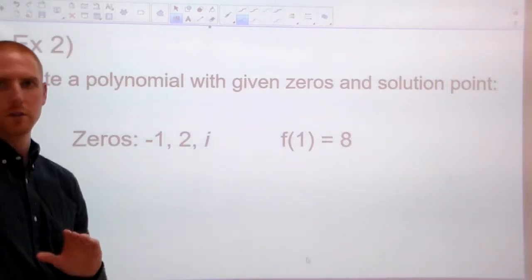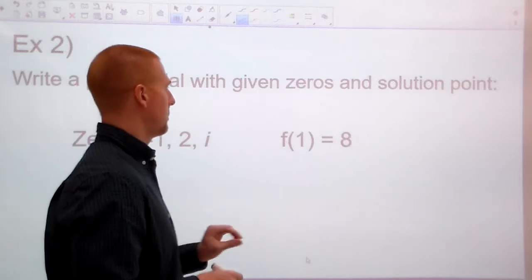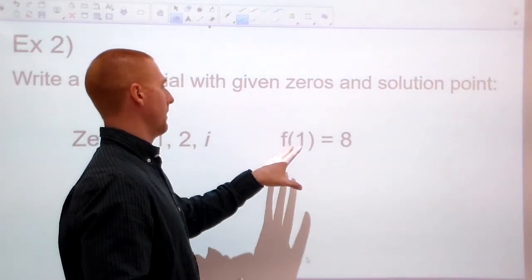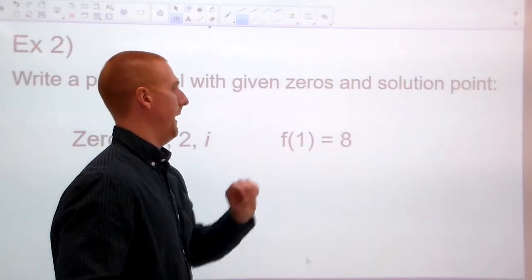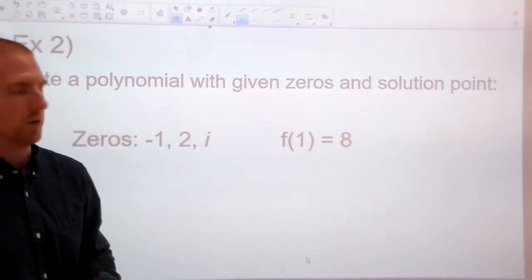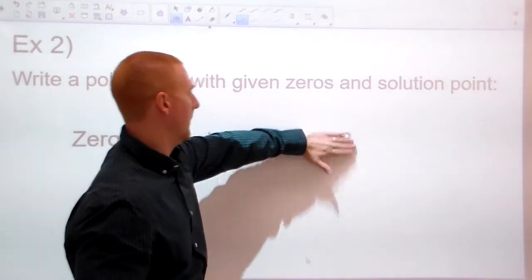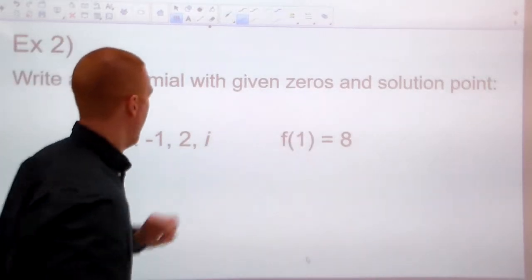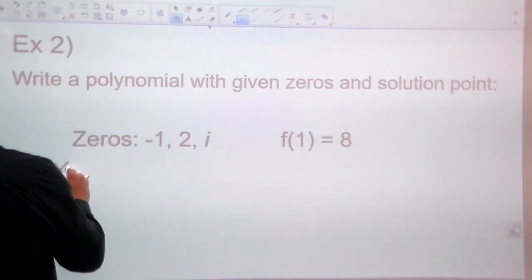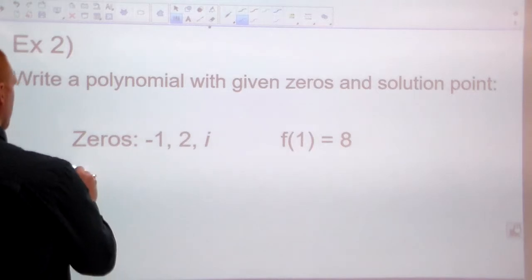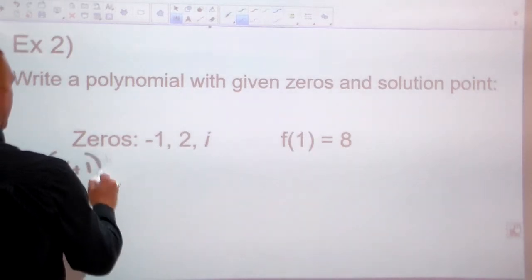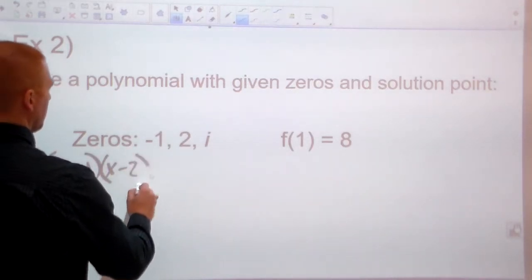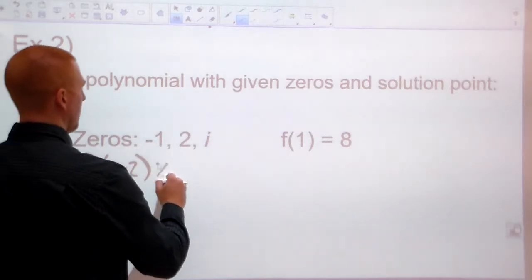I think we did it earlier in this chapter. We got one extra challenge here. We need the function to go through 1, 8. That point needs to be on the final result. So don't worry about this part yet. Let's just get the polynomial first, and then we'll deal with that piece of it. So if negative 1 is a solution, that means x plus 1 is a factor. And if 2 is a solution, x minus 2 is a factor.